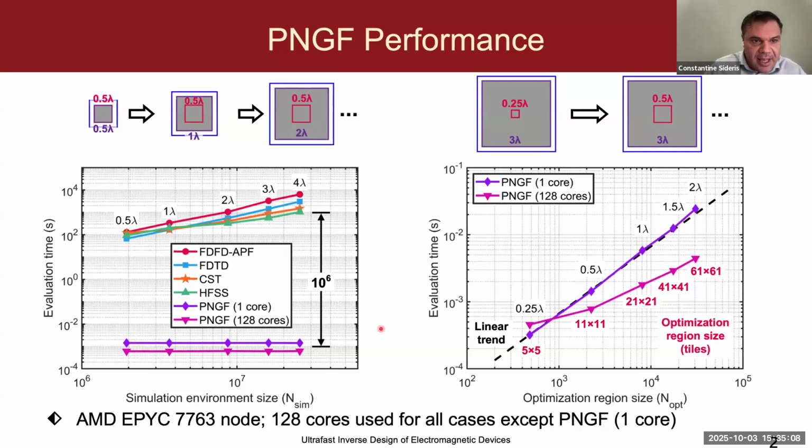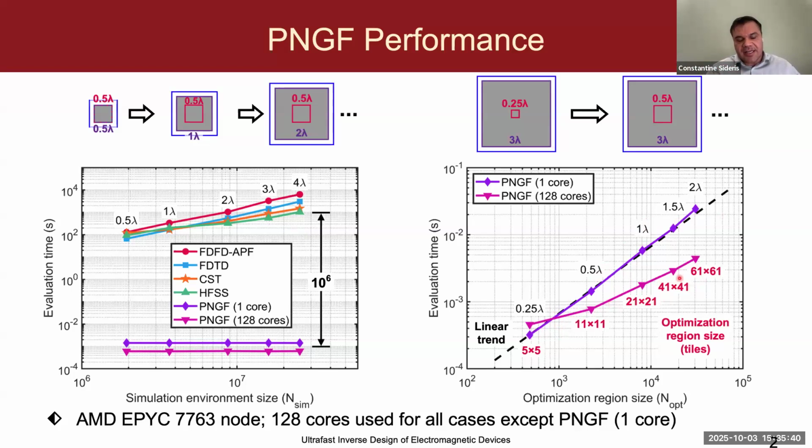And then for this largest size here, we have 1 million times faster performance using the PNGF method versus using something like HFSS or CST, which are well-known, highly optimized commercial solvers. On the right here, we have PNGF with 1 core and 128 cores. The reason that we did the 1 core is to show that the linear trend is actually satisfied, matches the theoretical expectations.